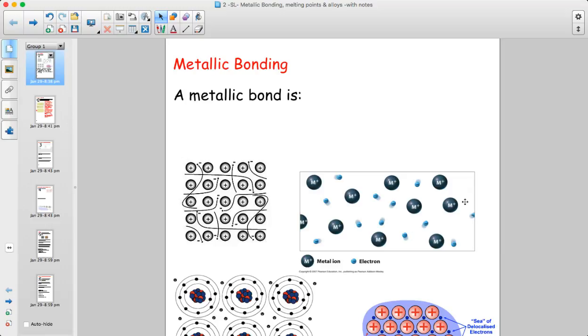Okay, so this video is going to delve into metallic bonding in a little bit more depth and talk about really the only trend that you need to be aware of for metallic bonding, which is melting point.